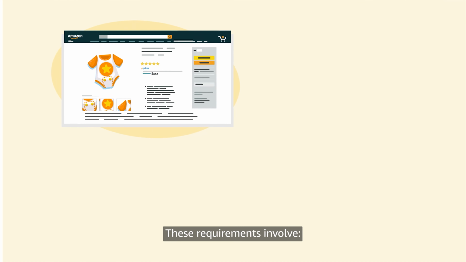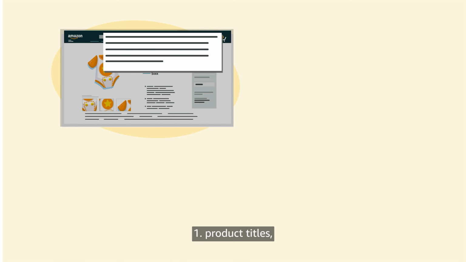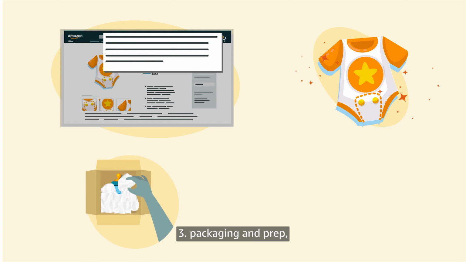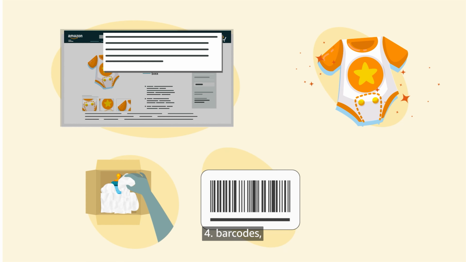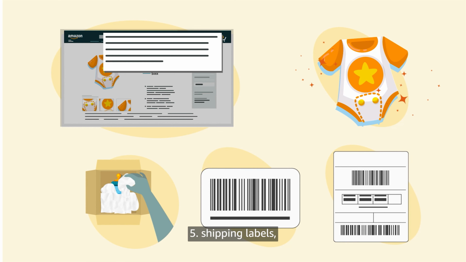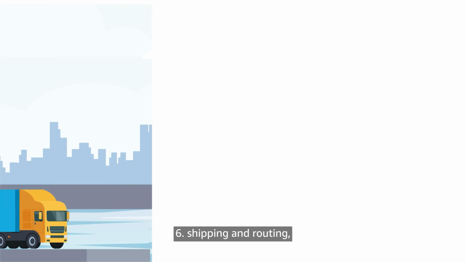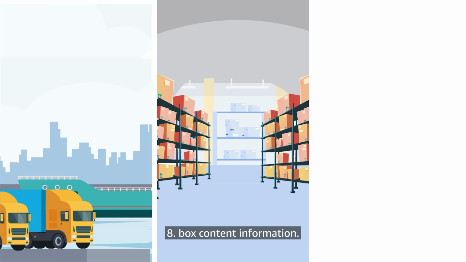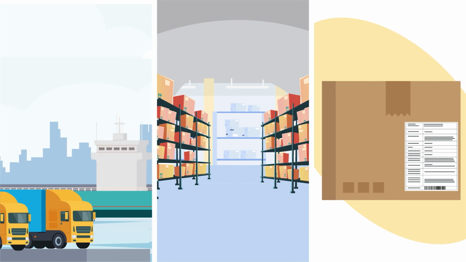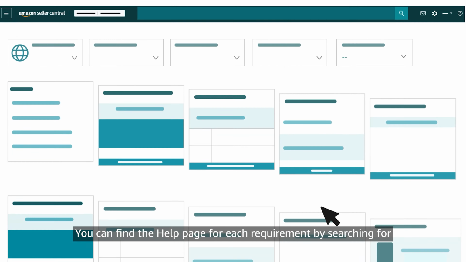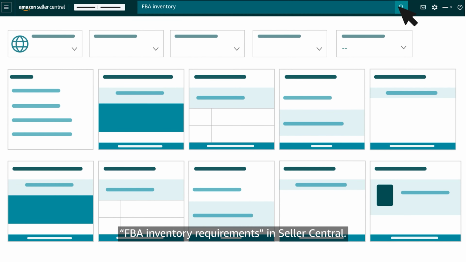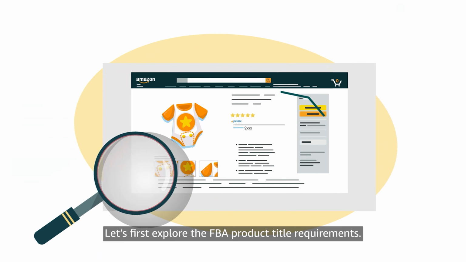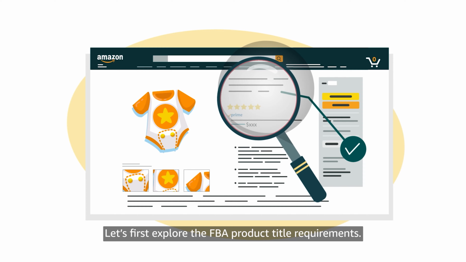These requirements involve 1. Product titles, 2. Item conditions, 3. Packaging and prep, 4. Barcodes, 5. Shipping labels, 6. Shipping and routing, 7. Inventory storage limits, and 8. Box content information. You can find the help page for each requirement by searching for FBA inventory requirements in Seller Central. Let's first explore the FBA product title requirements.